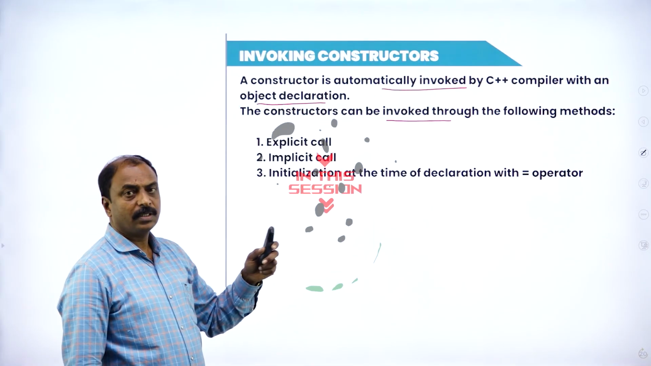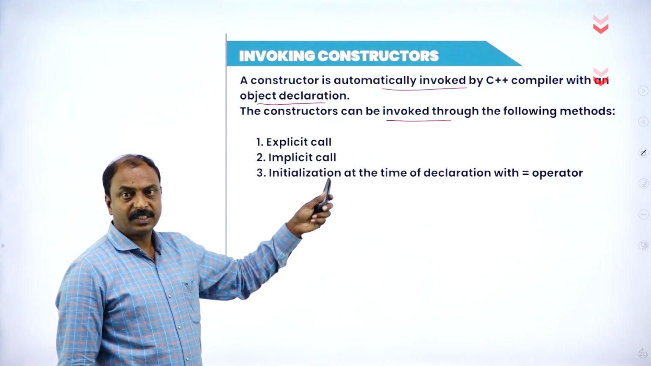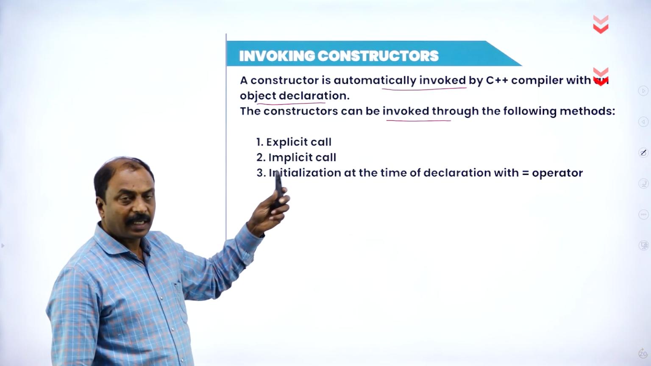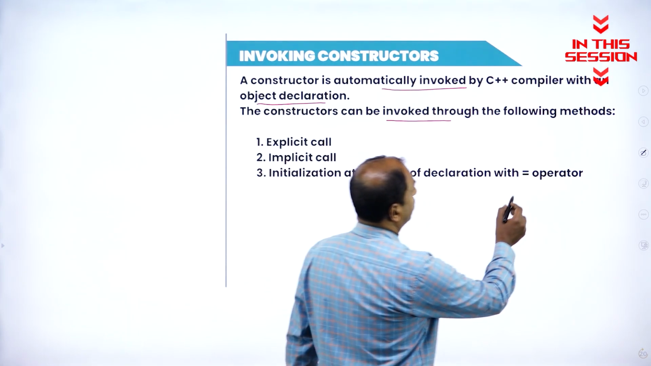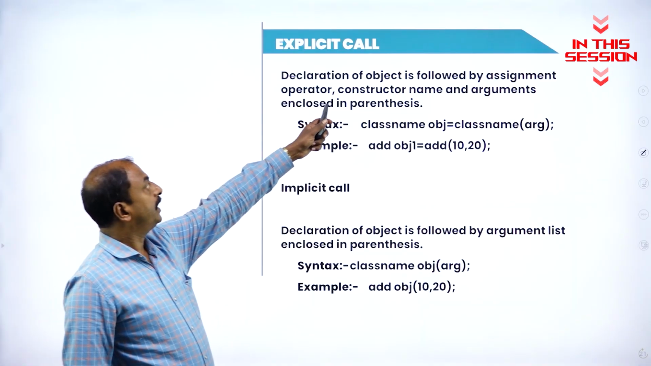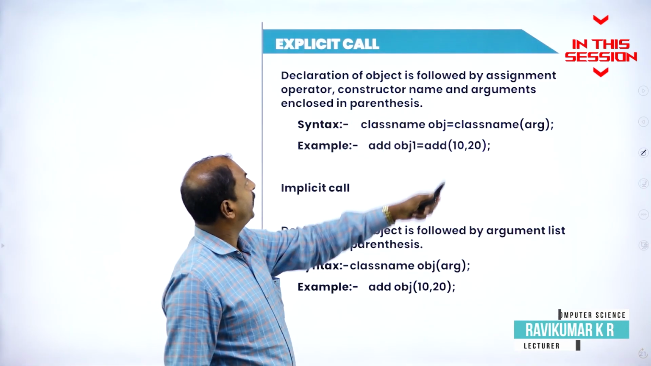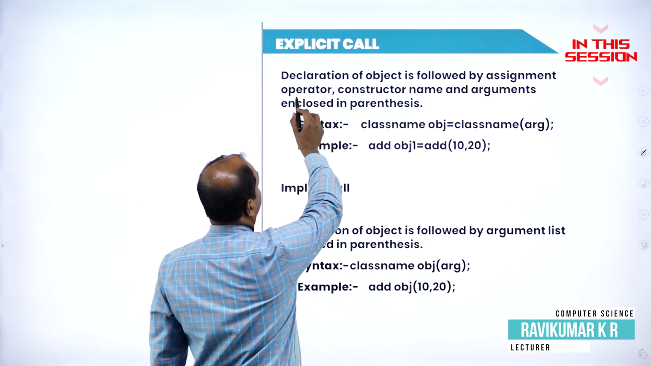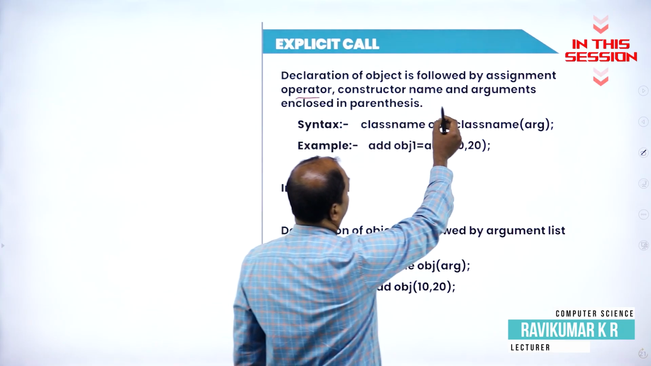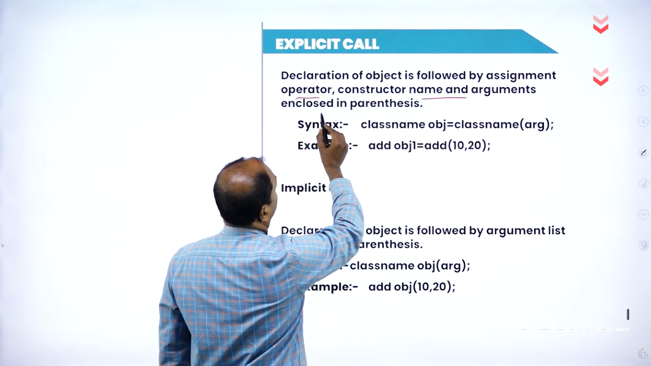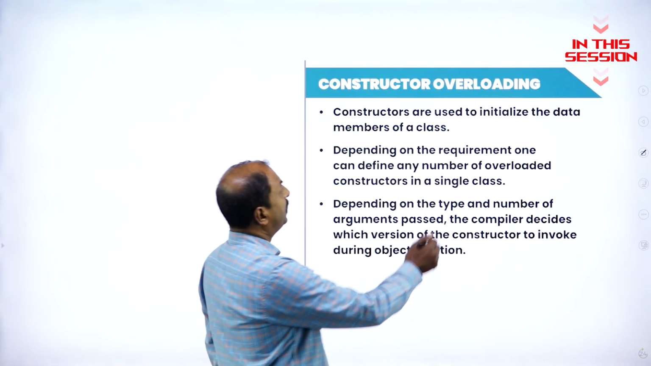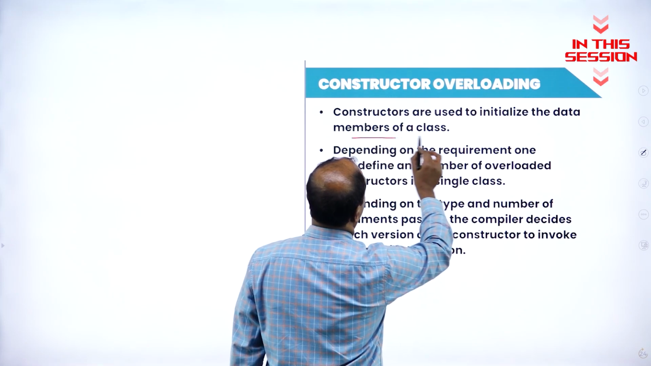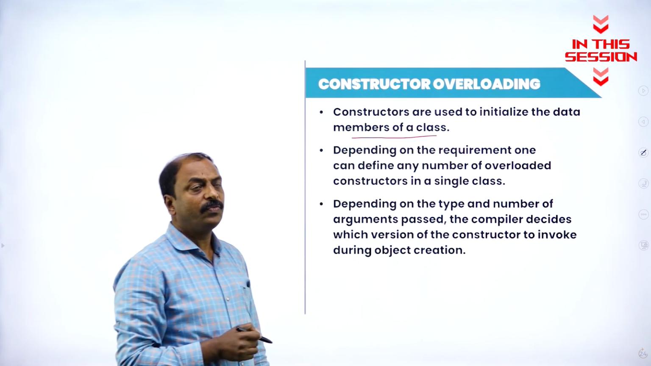Explicit call, second one is implicit call, and another type of initialization or invoking is by using this operator. The declaration of an object is followed by assignment operator, constructor name and argument enclosed in parentheses. Constructors are used to initialize data members of a class. This is the definition of a constructor.